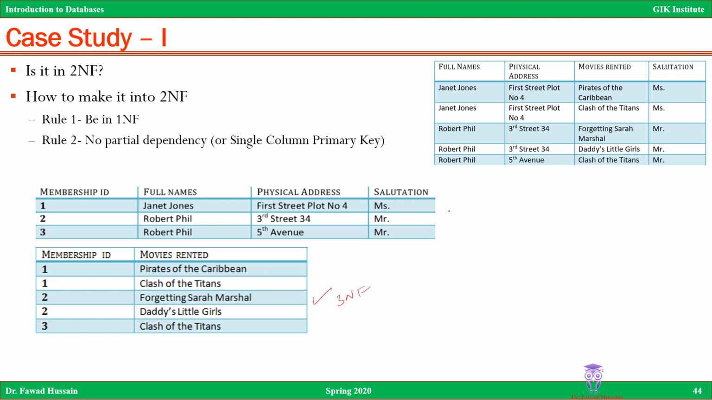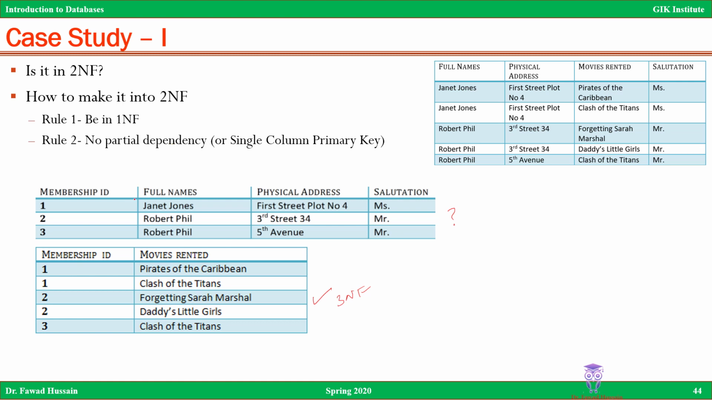Now the question arises about this: is it in 2NF? Is it in 3NF? And to answer that, we look at the nature of the table. So is it in 2NF? To be in 2NF, it has to be in 1NF and have no partial dependency.